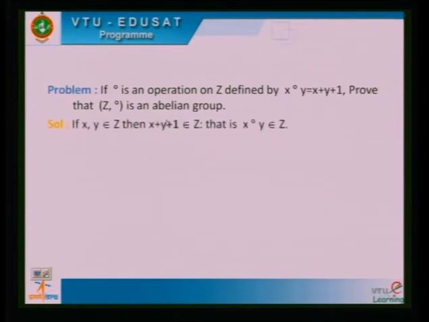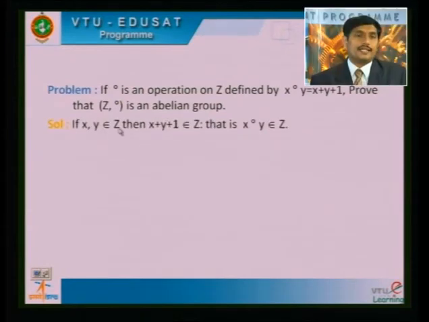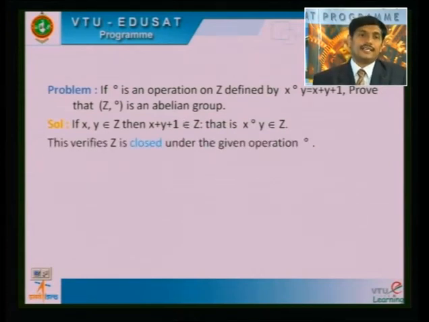First, we show that if we take two elements X and Y in the integers, then X dot Y is X plus Y plus 1, which belongs to the integers. This implies that X dot Y belongs to Z, that is the composition also. Next, this verifies that Z is closed under the operation.